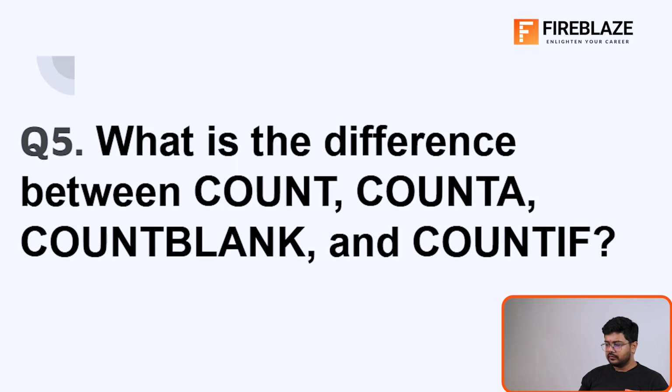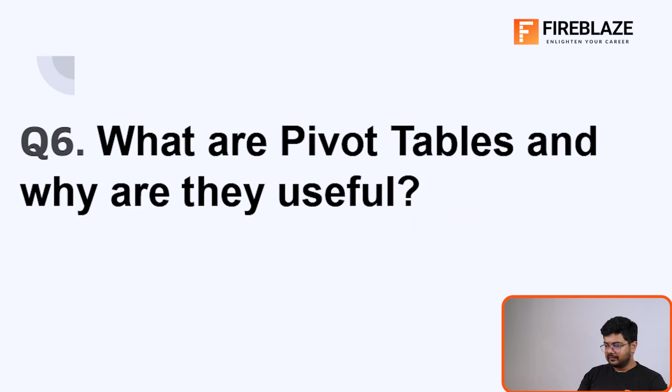Now, moving on to the next question: what are pivot tables and why are they useful? Okay. So pivot tables are a tool which is used for summarization of the table into a smaller summary. Basically, any kind of summarization or aggregation is performed whenever we create a pivot table. It is useful for the same reason. It is useful for summarizing the whole data.